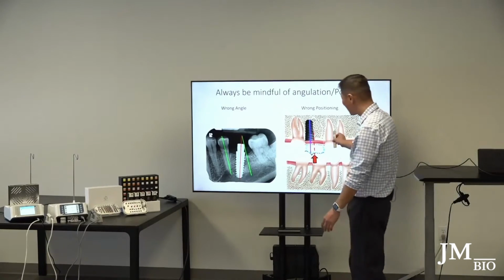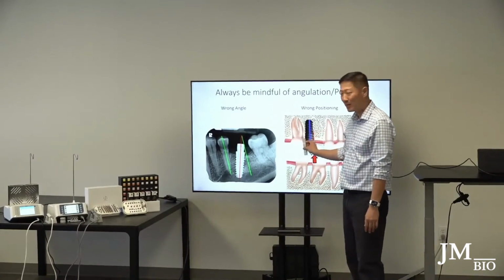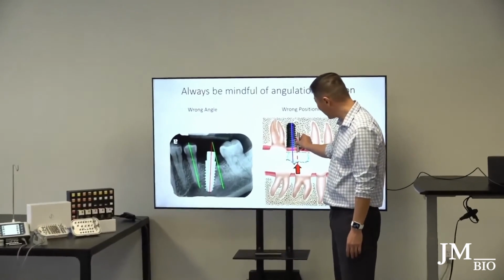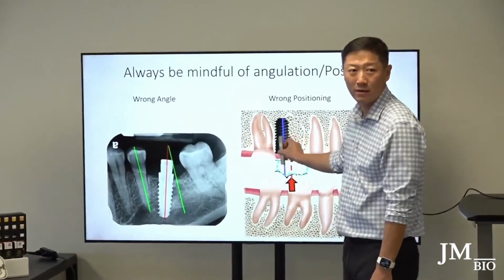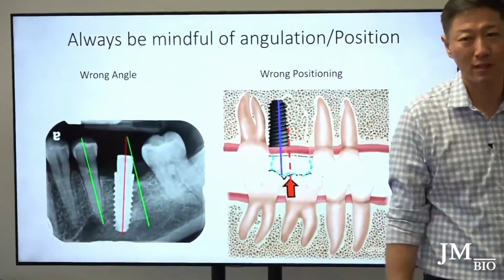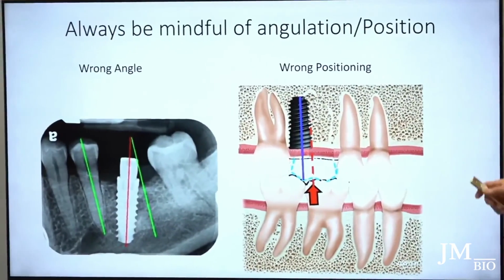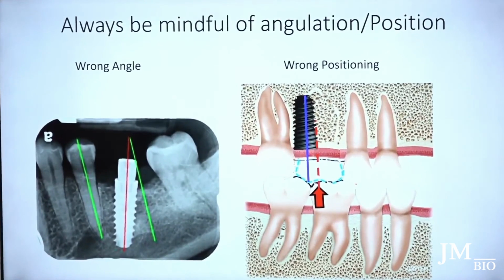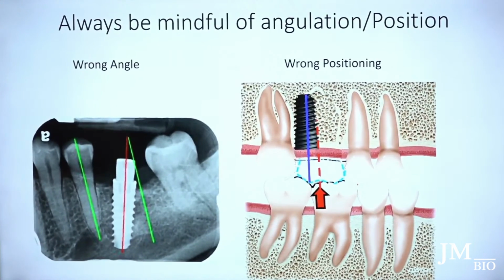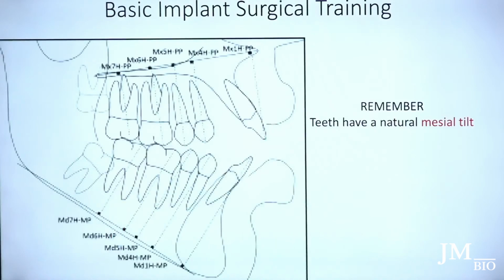Remember we talked about the positioning. Even if you're off just by a little bit here, you still have a cantilever towards the mesial. This happens very often, because it's hard to visualize the spacing sometimes. But you use the tools, like the parallel guide kit. If you use the tools, it helps you. You have to know how to use the tools too. It's there to help you.